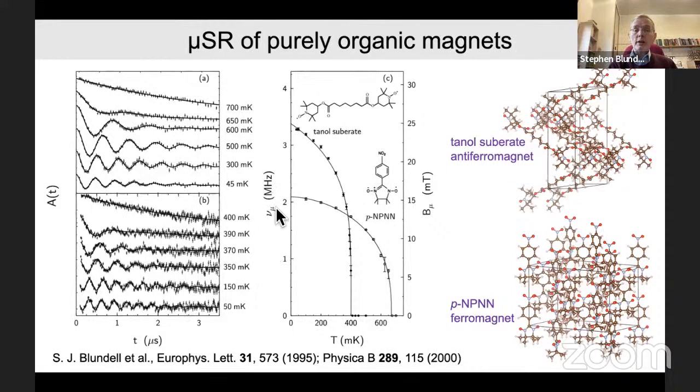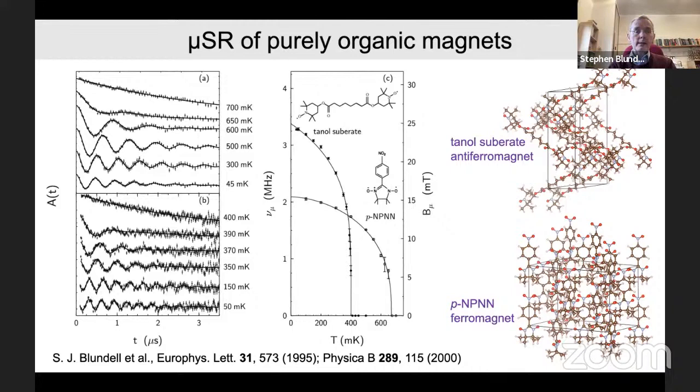So what we know is that the magnetic field at the muon site goes from zero up to something of the order of 15 millitesla in this material. And what's more, you can see these are beautiful oscillations, and their amplitude, there's no scale on here, tells us that 100% of the sample is magnetic. So this is a very good way of showing that these materials are fully magnetic.